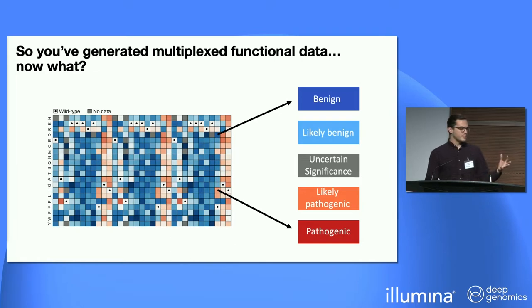However, it's not quite as simple as Dr. Turnbull introduced yesterday. Making a clinical variant interpretation, you can't just take a score from a functional assay. You have to take information from many different clinical areas.